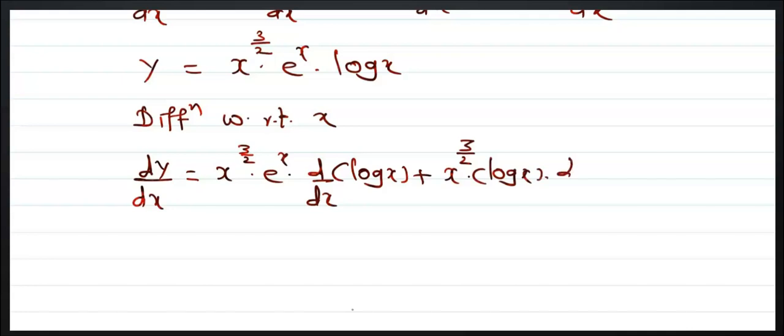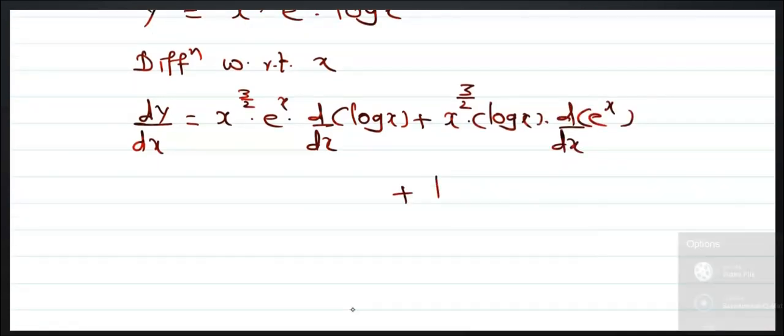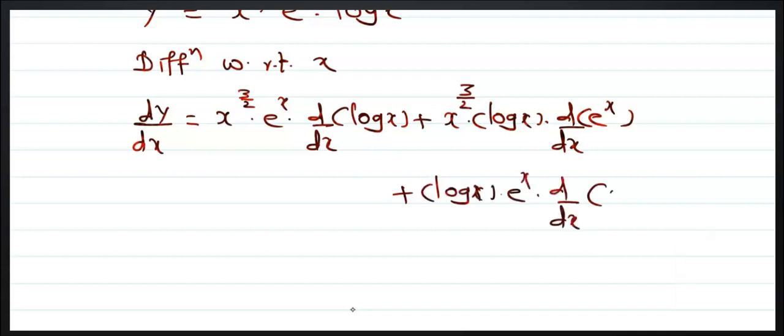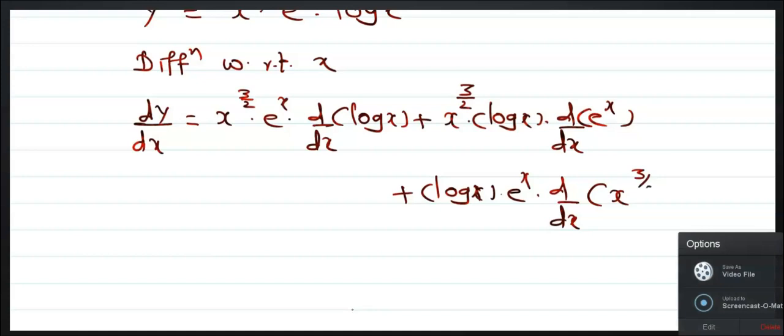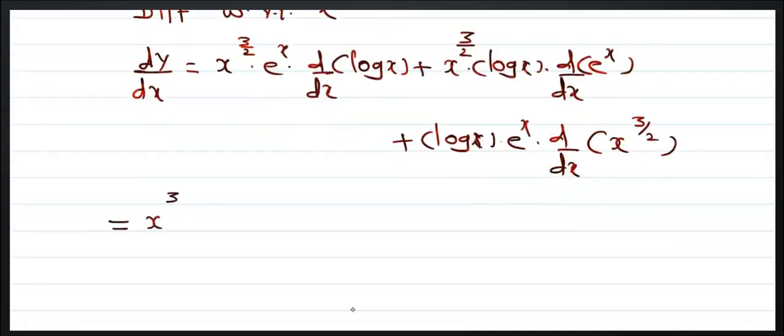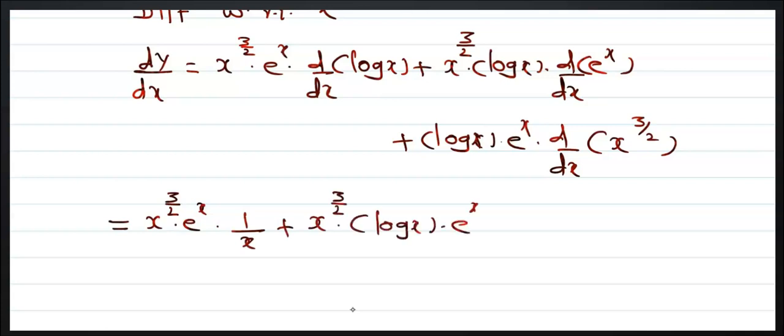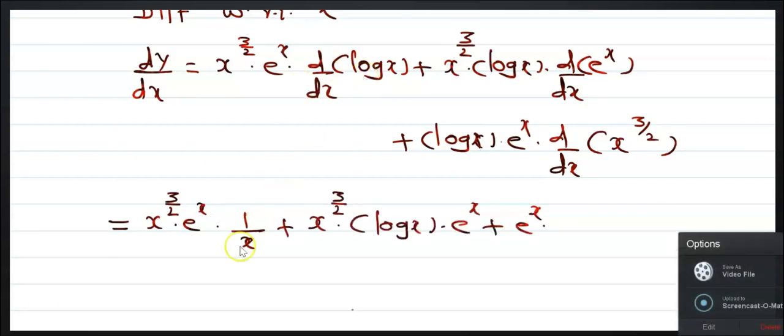X raised to 3 by 2 into log of x into d/dx of e raised to x. The derivative of e raised to x is e raised to x. Log of x, e raised to x into d/dx of x raised to 3 by 2. The derivative of x raised to 3 by 2 is 3 by 2 into x raised to 1 upon 2. Now see this here. Derivative of log of x is 1 upon x. Therefore x raised to 3 by 2 into e raised to x into 1 upon x plus x raised to 3 by 2 log of x. Derivative of e raised to x is e raised to x.